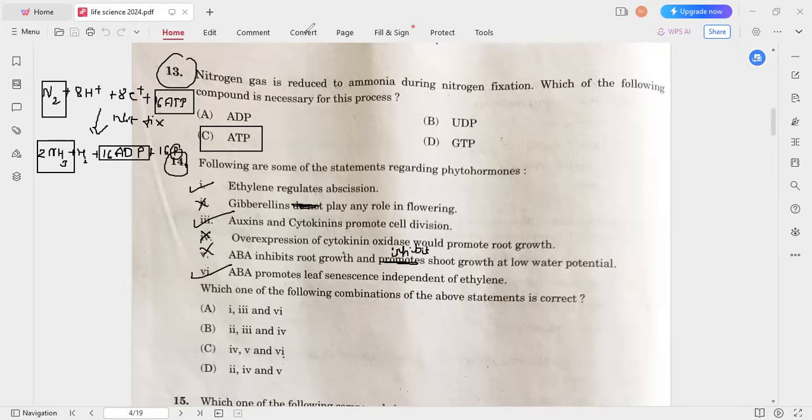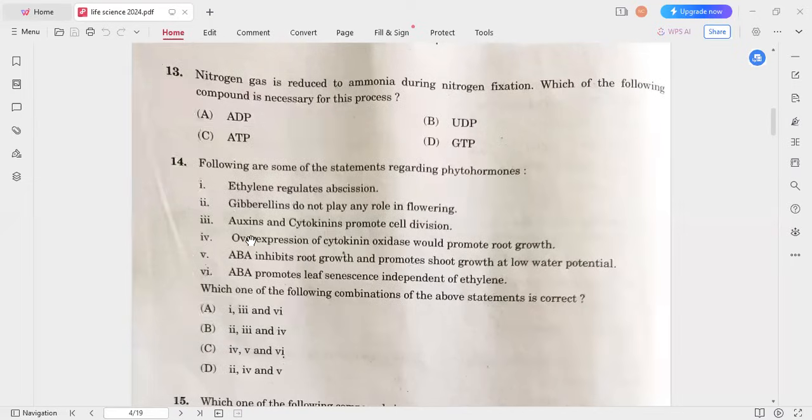Okay, so the correct answer for question number 14 is option A. Options 1, 3, and 6 are correct. This option A is the correct answer. Okay, so now move on to the next question, that is question number 15.